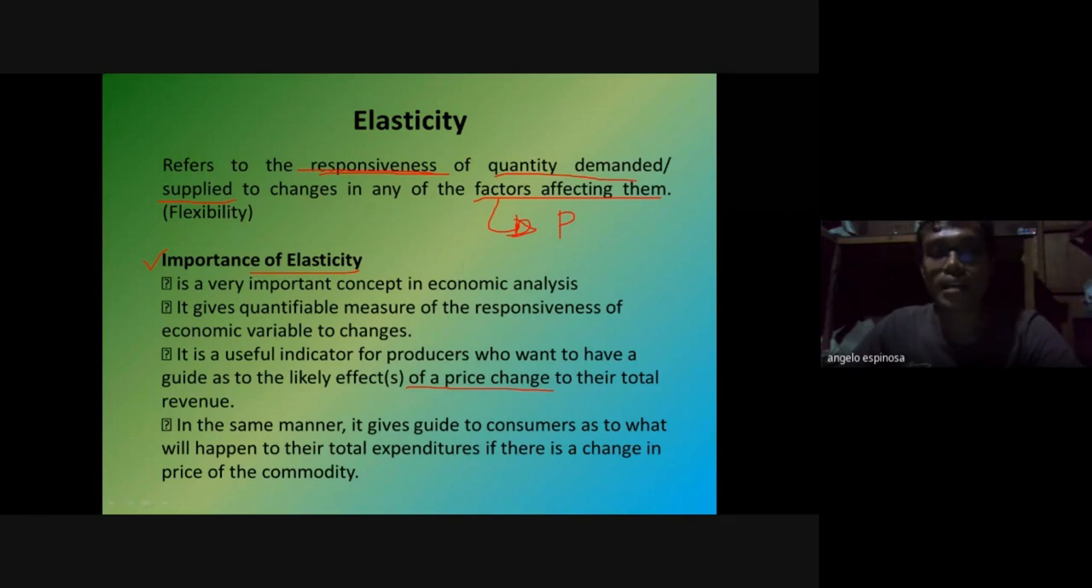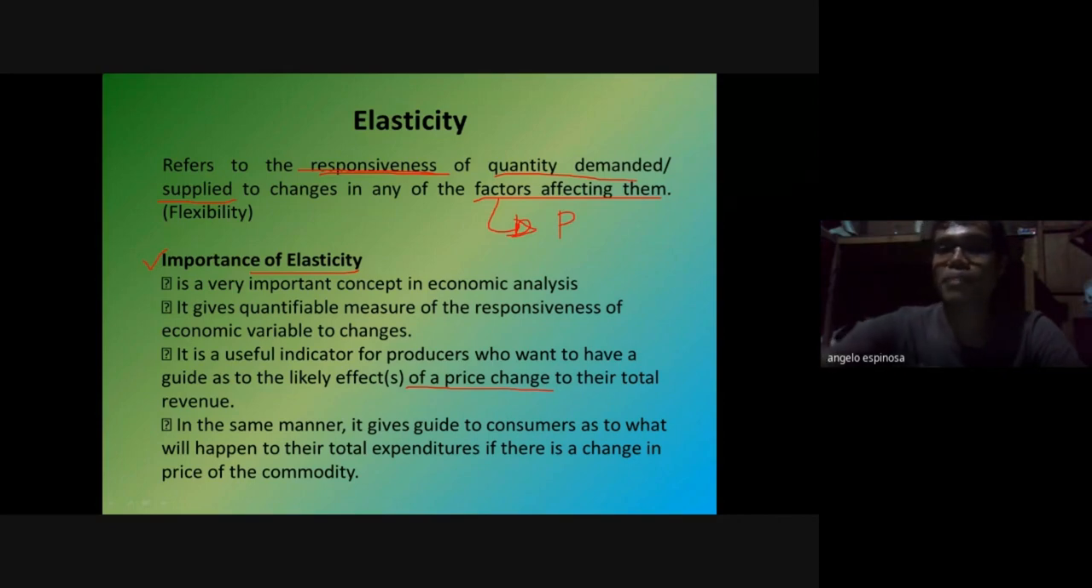Okay? Next, we have the importance of elasticity. Lastly, the importance of elasticity is that in the same manner, it gives a guide to consumers as to what will happen to their total expenditures if there is a change in the price of commodities. So it talks about the demand. Yung kanina, yung useful indicator for producers, it talks about the supply, right? Ito naman, sa pinakahuling importance of elasticity, it talks about the demand. It talks about how the consumers will utilize their specific budget set if there are changes in the price of the commodity.